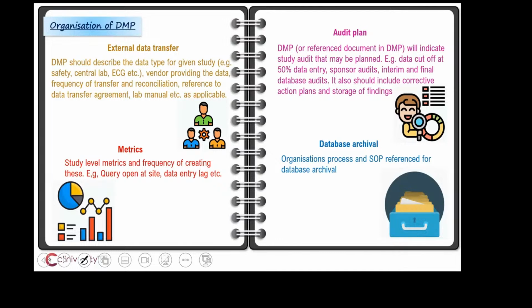Then is the external data transfer. For external data transfers, the DMP should describe the data type, that is, whether it's safety data or lab data or ePRO data, the entity providing or receiving the data, and if there are any applicable agreements. Usually between the sponsor, CRO and the third party, there is a data import agreement or a data transfer agreement, which usually has the details or the specifications mentioned.